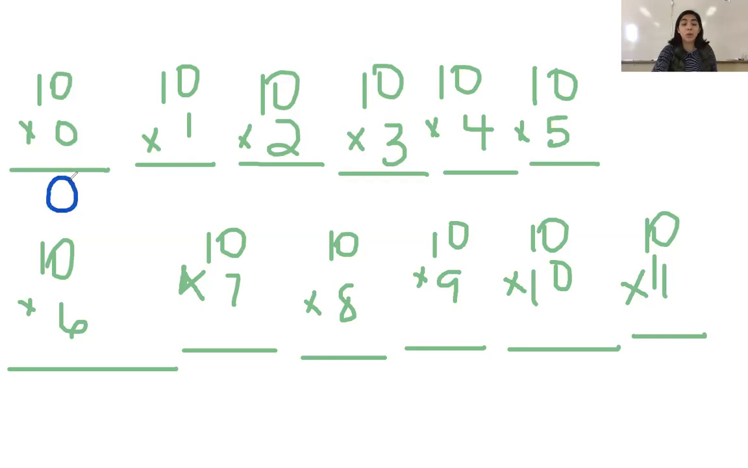You have 10 groups, so we want to know how many things are in all of the groups. You have 10 groups with 0 things in it. How many things do you have? 0. Okay. You have 10 groups with 1 thing in it. How many things do you have? 10. You have 10 groups with 2 things in it. How many things do you have? 20.